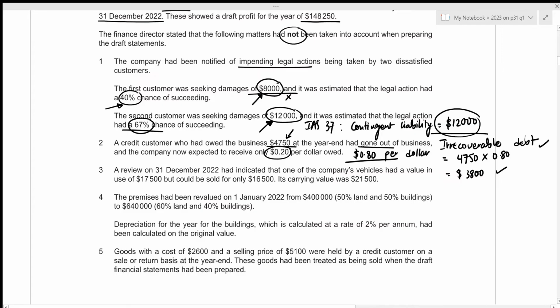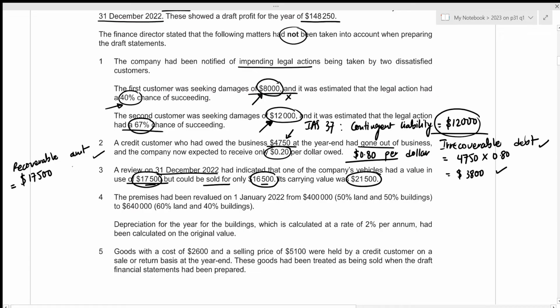A review on 31st December 2022 had indicated that one of the company's vehicles had a value in use of 17,500 but could be sold for only 16,500 and its carrying value was 21,500. This is for our impairment loss. So within our impairment loss, the first thing that we need to calculate is the recoverable amount. Recoverable amount is going to be the higher of its fair value and the value in use. In this case, the value in use is 17,500 and fair value is just going to be the amount that we can receive by selling this asset, which in this case is given to be 16,500. So the higher value is our value in use. 17,500 will be the recoverable amount. Now, in order to calculate whether or not there will be an impairment loss, we need to compare our recoverable amount to the carrying value.